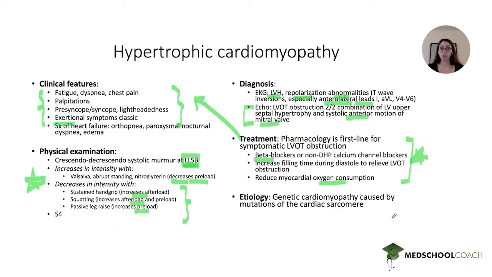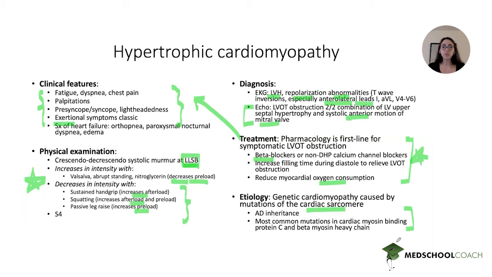And then finally, you may get questions on genetics of this condition. So this is a genetic cardiomyopathy. Classically, it's mutations in the cardiac sarcomere. It's autosomal dominant inheritance. And the most common mutations are either in the cardiac myosin binding protein C and the beta myosin heavy chain. Kind of some more granular details, but if you're looking for that higher score, these are also worth memorizing.